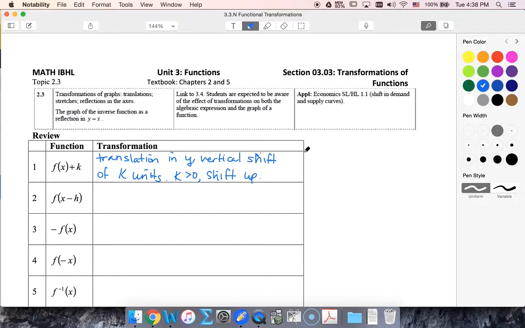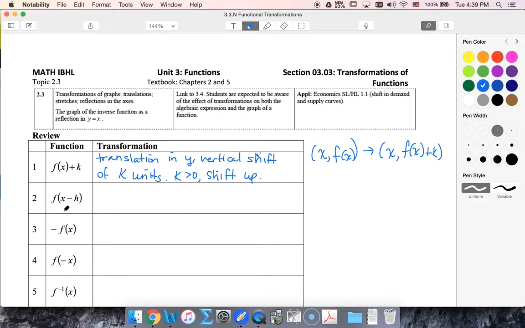So we can think about this, that I'm taking a point on my original function, which would be x, f of x, and that's going to become a new point, which is x, and then f of x plus k. So whatever this y value was, I'm adding k to it, and I'm shifting my graph by k units.